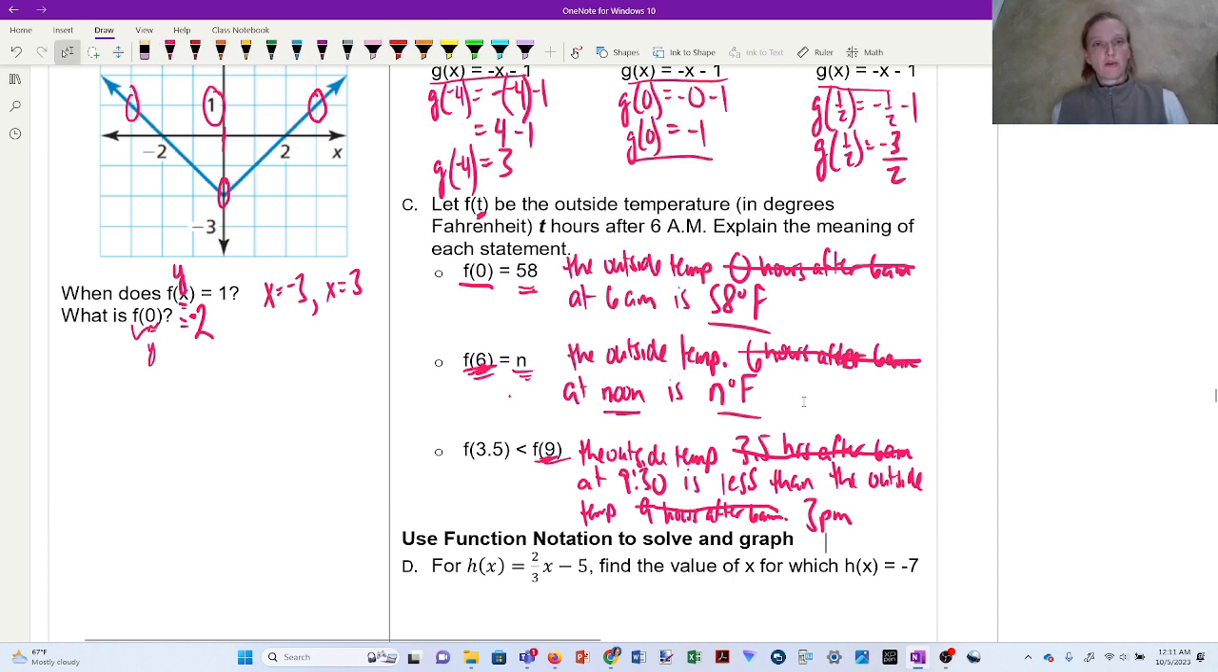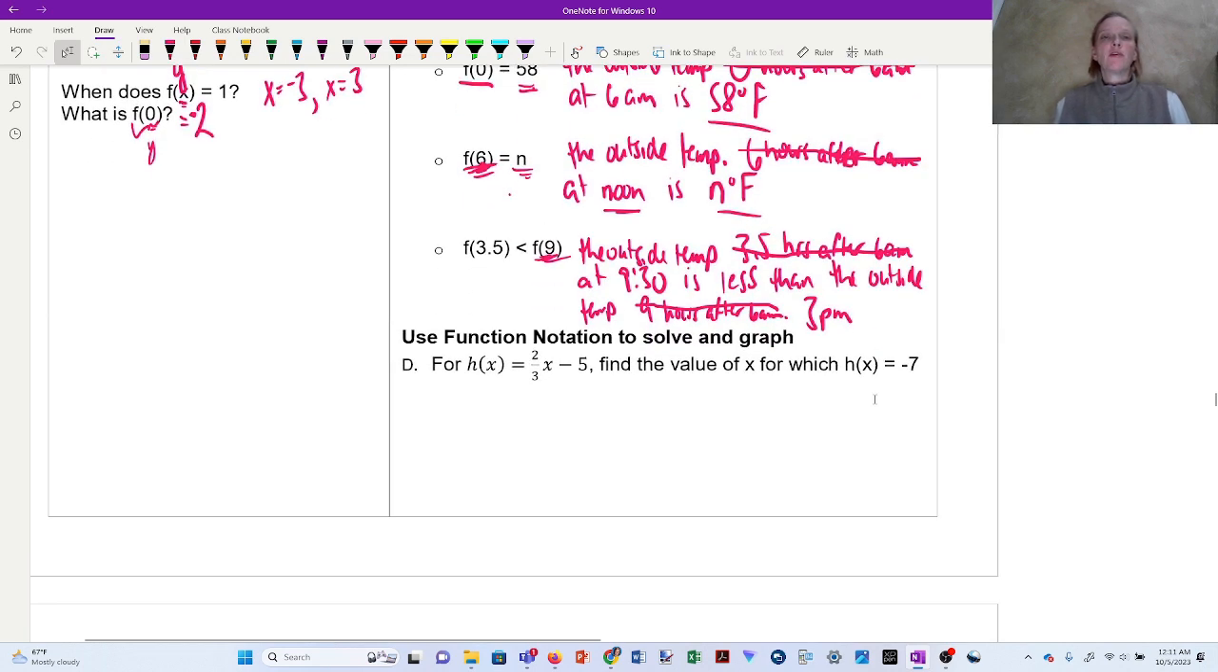What else can we use function notation for? Up to this point, I've told you what x equals or what t equals when I say f of x or f of t. In the next example, I'm not told what x is, but I'm told what h of x means.